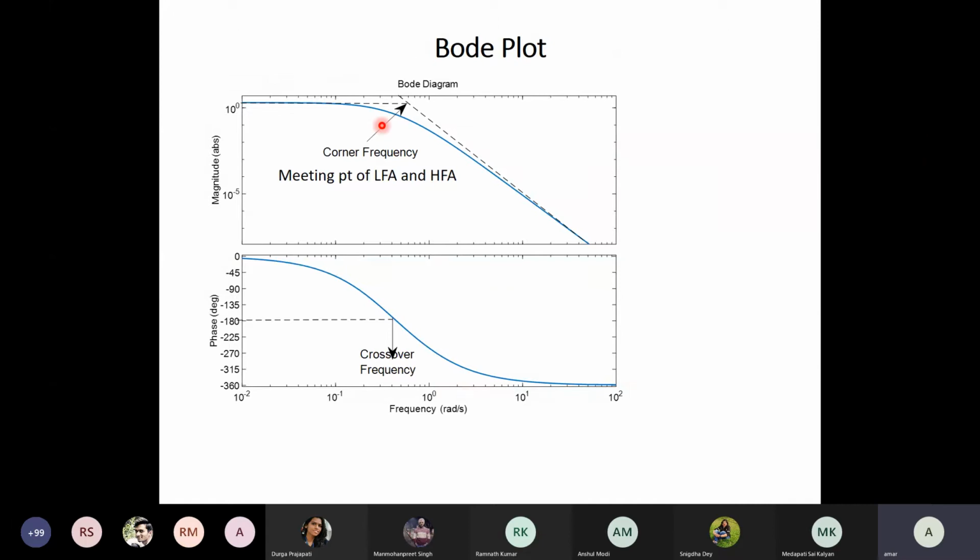In the Bode plot, normally you'll have this side is your AR or amplitude, and this side is the frequency. So you have got a log-log plot of amplitude with the frequency, and the semi-log plot of phase difference with the frequency. In the semi-log plot, frequency is the log domain and phase is in the regular normal domain.